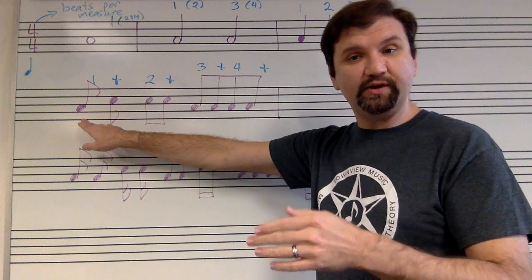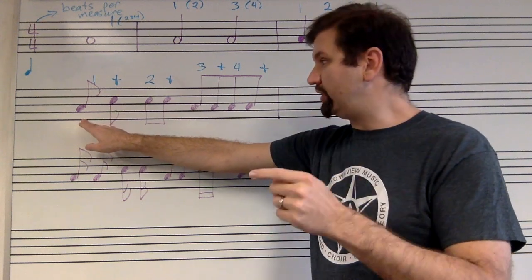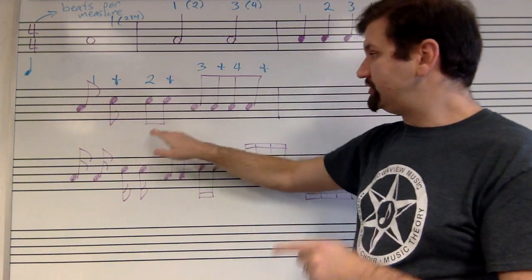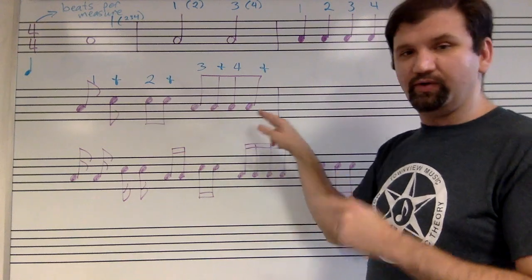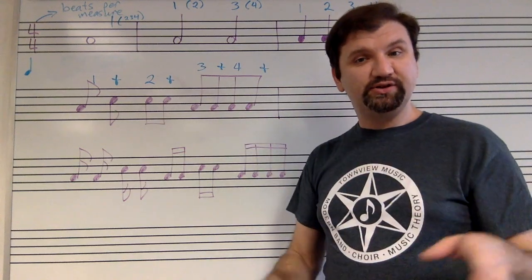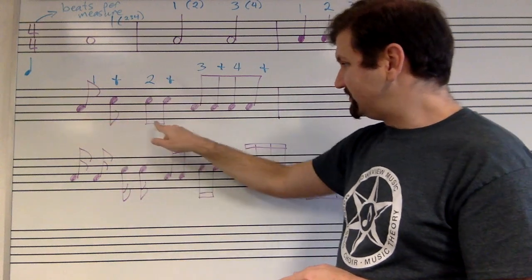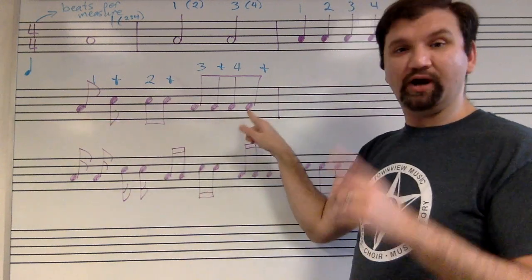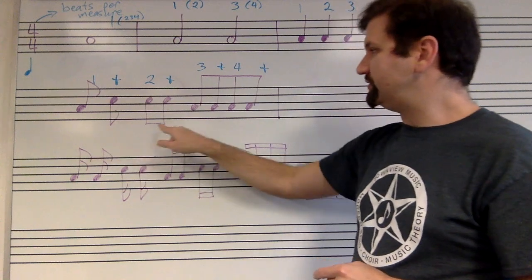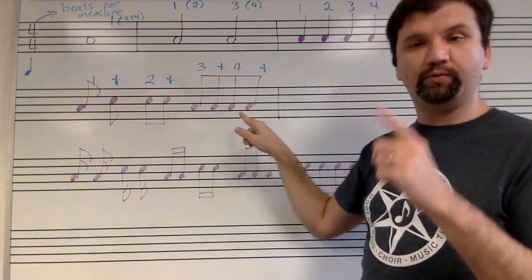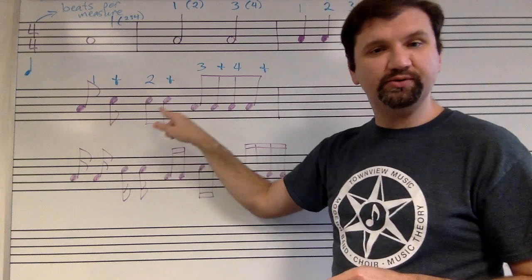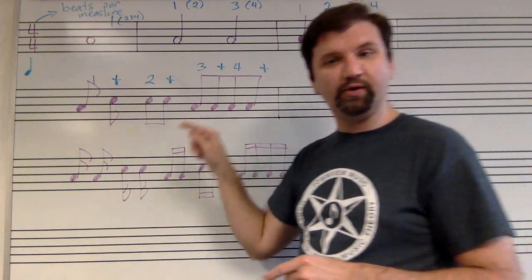Count these with me. Ready, go. 1 and 2 and 3 and 4 and. Again. Ready, go. 1 and 2 and 3 and 4. Again. 1 and 2 and 3 and 4. One more time. 1 and 2 and 3 and 4 and.